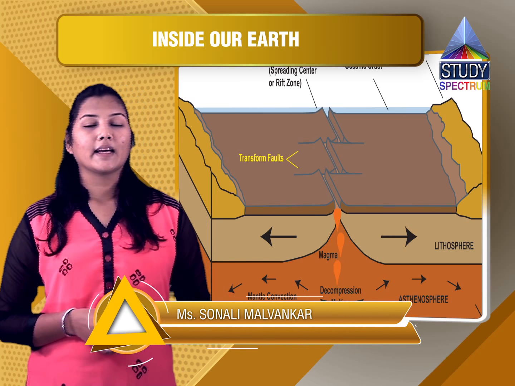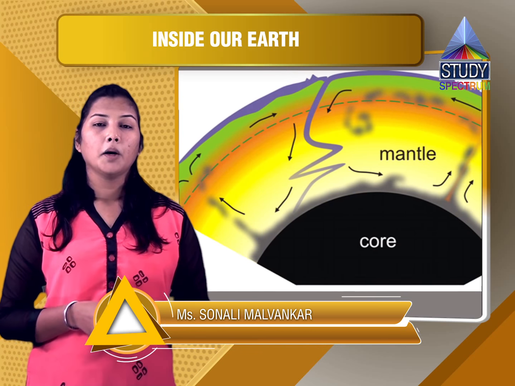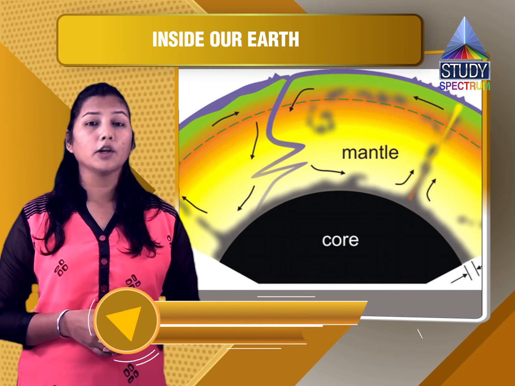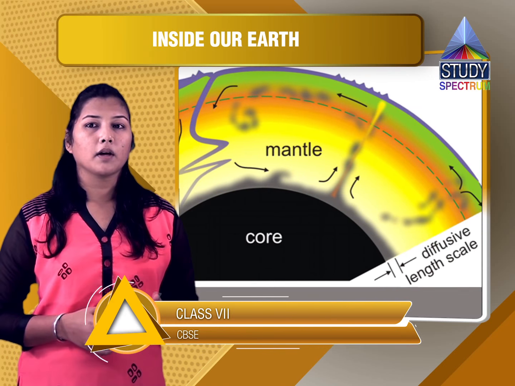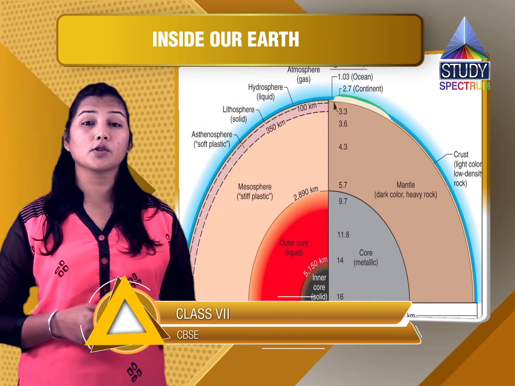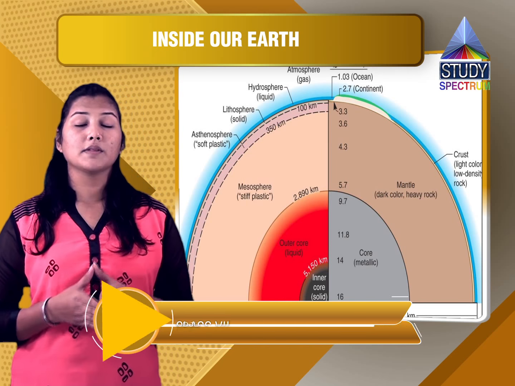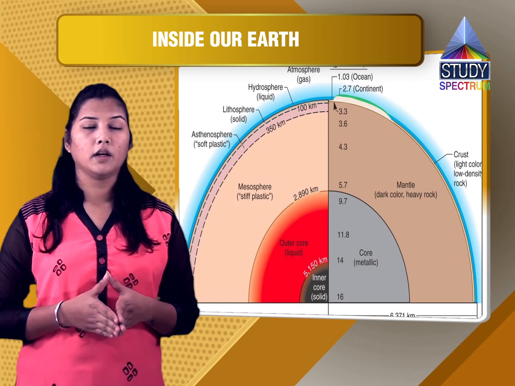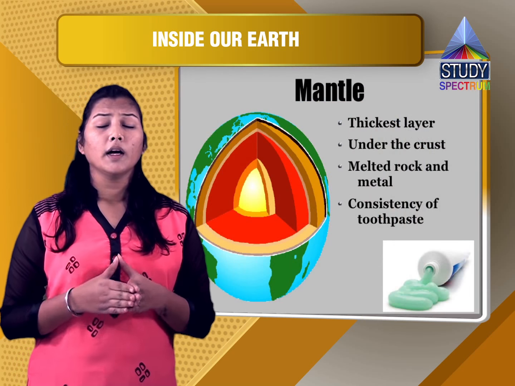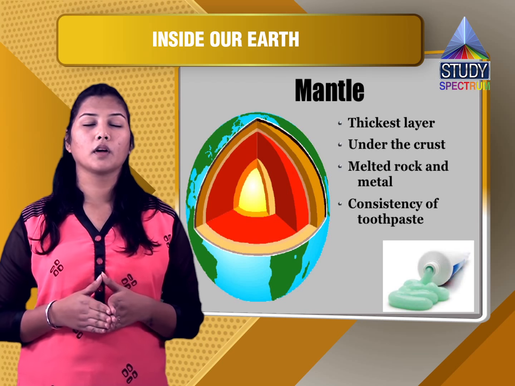Let's move on to the second layer of the earth. That is the mantle. Mantle being the second layer is just below the crust. It has the hot magma and it also has the semi-solid rocks. What does the term semi-solid mean? The term semi-solid means it is neither solid, nor liquid. It is in between. It is again 16% of the volume of the earth.